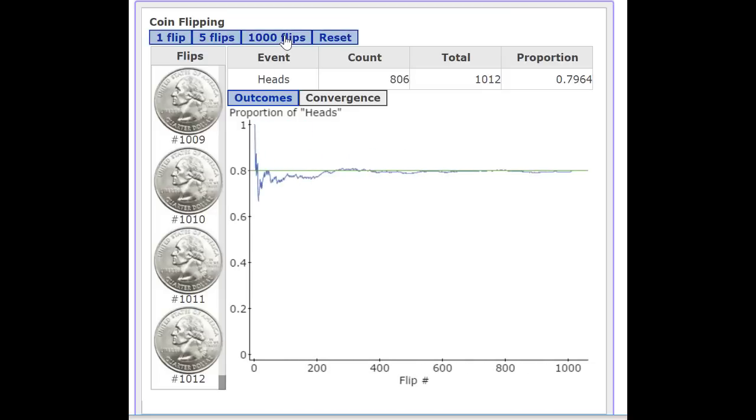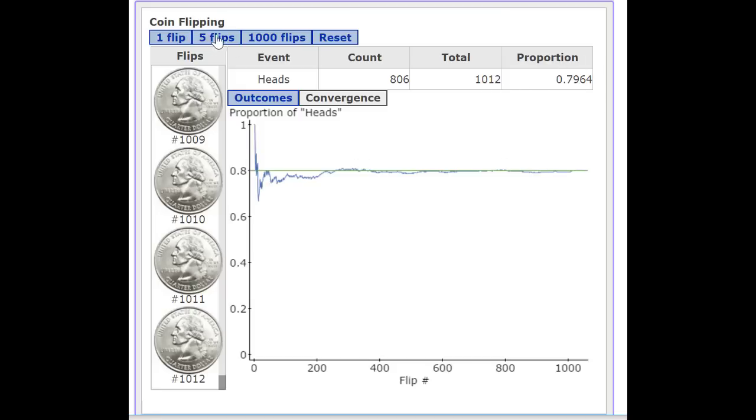If I flip it 1,000 times, now I have 1,012 flips. The blue line went below, looks like it stayed below for a while, then went above a little bit, then went down below and up and below and so on. After 1,012 tosses, 806 resulted in heads for a proportion of 0.7964, or 79.64%. So as the number of tosses increased, it got closer and closer to the real one. If we didn't know that the real one was 80, this would be our empirical probability right now.